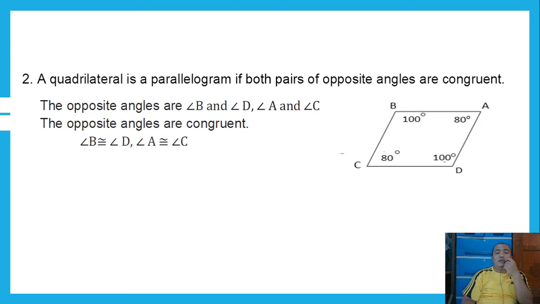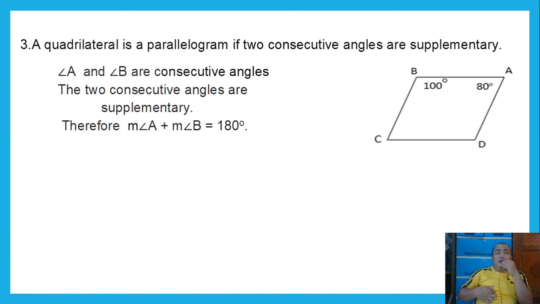Number 2, a quadrilateral is a parallelogram if both pairs of opposite angles are congruent. In parallelogram ABCD, what are the opposite angles? Angle B and angle D, angle C and angle A. These are two pairs of opposite angles. Both pairs of opposite angles in a parallelogram are congruent. So if angle B is 100 degrees, angle D is also 100 degrees. If angle A is 80 degrees, its opposite angle, angle C, is also 80 degrees. Yes, opposite angles are congruent in a parallelogram. Angle B is congruent to angle D, angle A is congruent to angle C.